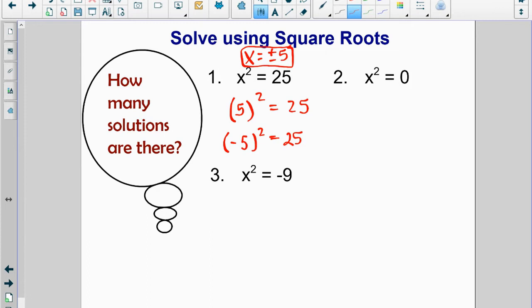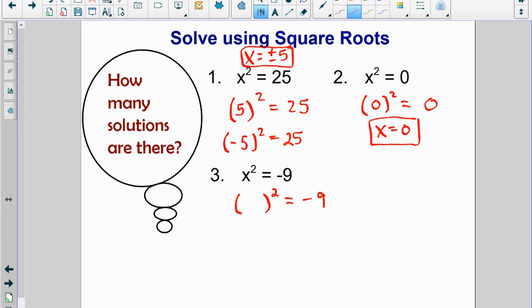Now for the second example, it says x squared equals 0. So what number multiplied by itself equals 0? Well, can't really multiply anything by itself and equal 0 other than 0. That is the only solution to something like that. What about our last example, number 3? What number multiplied by itself equals negative 9?